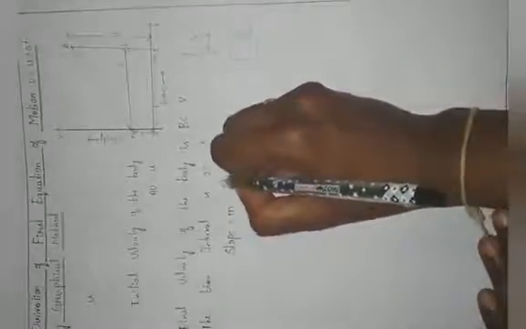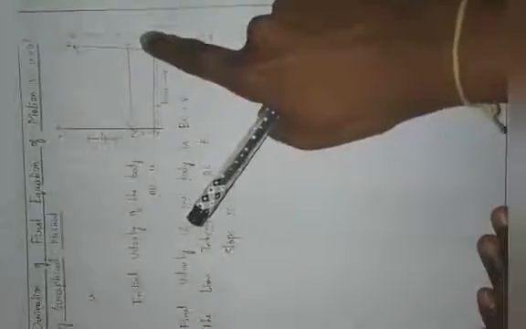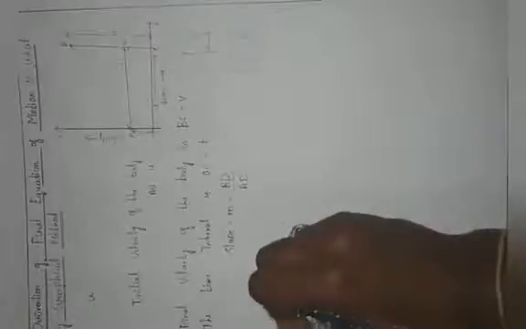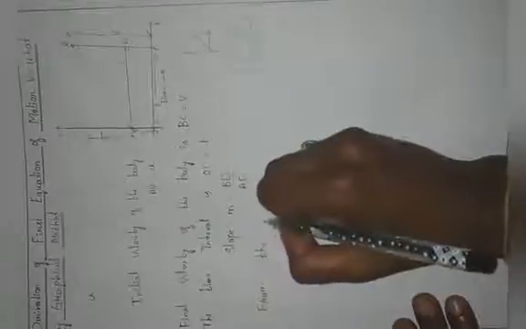Now slope is equals to vertical distance divided by horizontal distance. Vertical distance is BD. Correct? BD divided by horizontal distance AD. Horizontal distance AD. Okay? Now from the graph, let us calculate the value of BD.